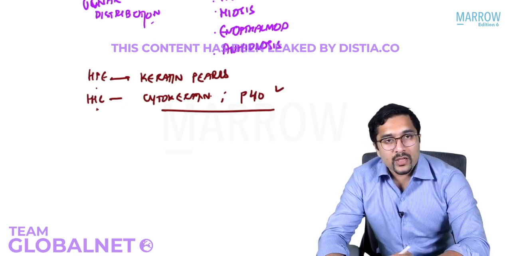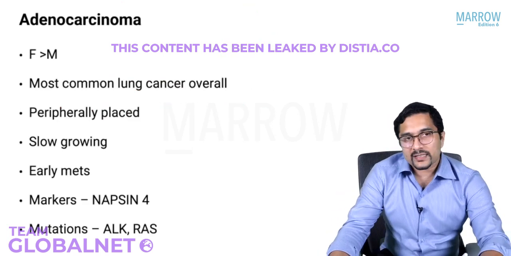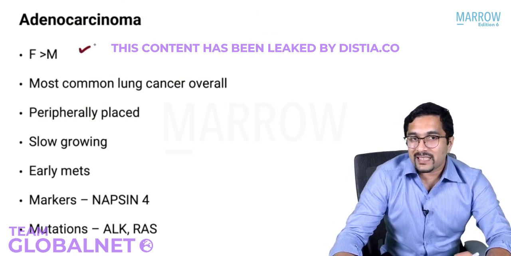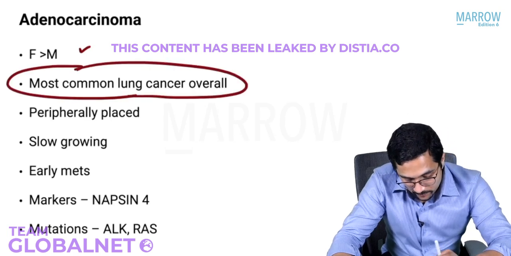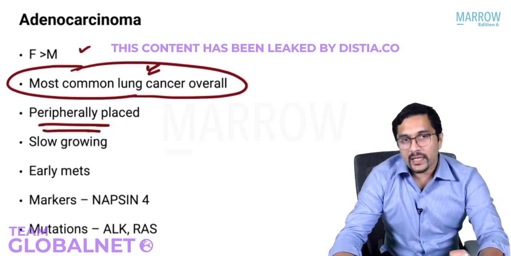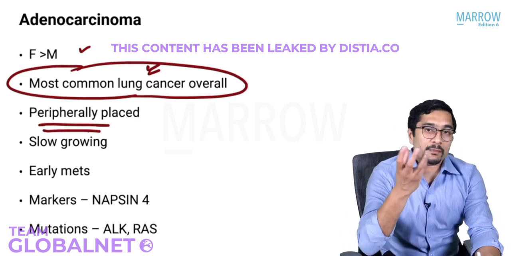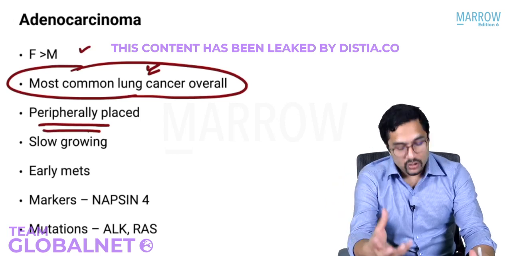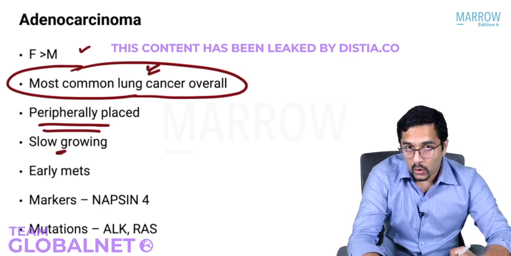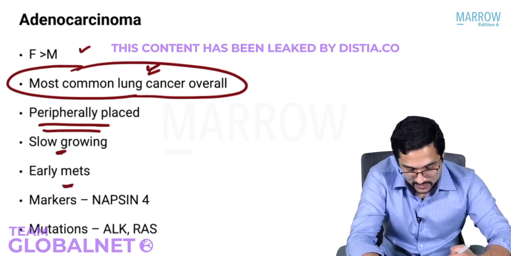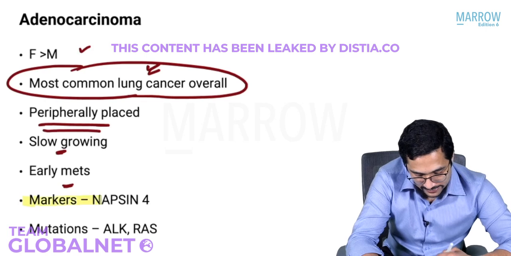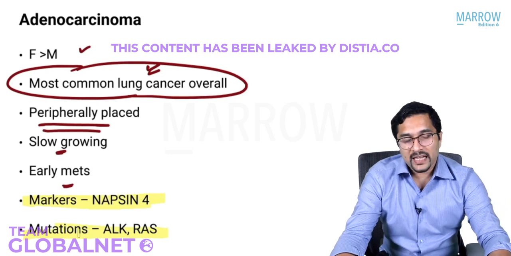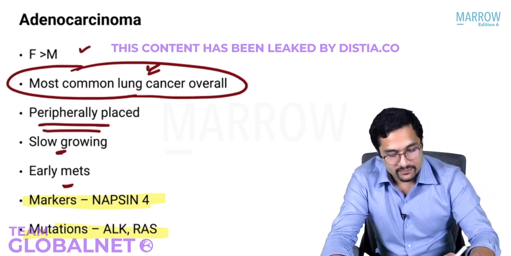The other non-small cell cancer is adenocarcinoma. Now, adenocarcinoma is more common in females as compared to males, and it is now the most common lung cancer overall. It is peripherally placed, and adenocarcinoma can also develop in cavities. Like if there is a tubercular cavity, adenocarcinoma can develop in the tubercular cavity. These are usually slow growing, but they show early metastasis as well. And the new markers are napsin-A. This has been asked in the exam, and ALK and RAS mutations are usually seen.